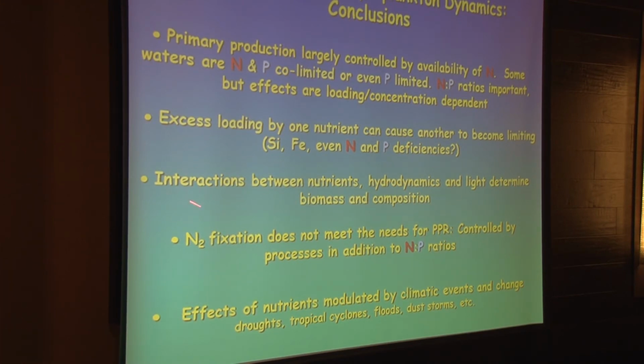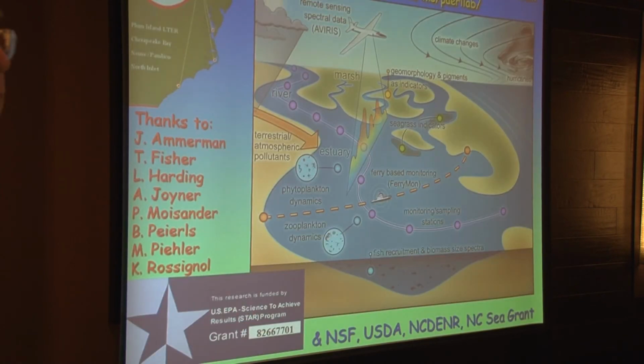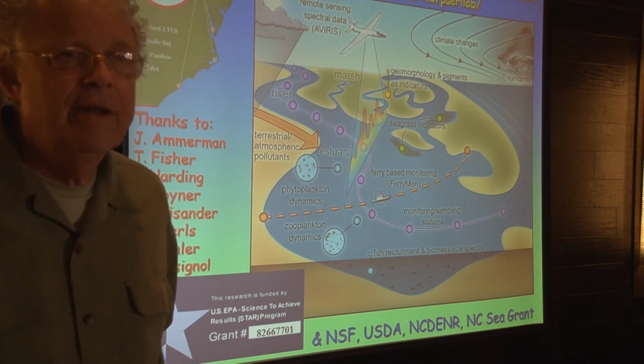And there's this strong interaction of physical forcing features and nutrient enrichment that determines not only the total production, but who is actually responding in the structure of the base of the food web. And lastly, I think I've pointed this out now, both in freshwater and marine systems, we don't think that N fixation can meet the requirements for optimizing production. And that's controlled not only by N to P ratios, but other factors, physical features of the system, and mixing depths.